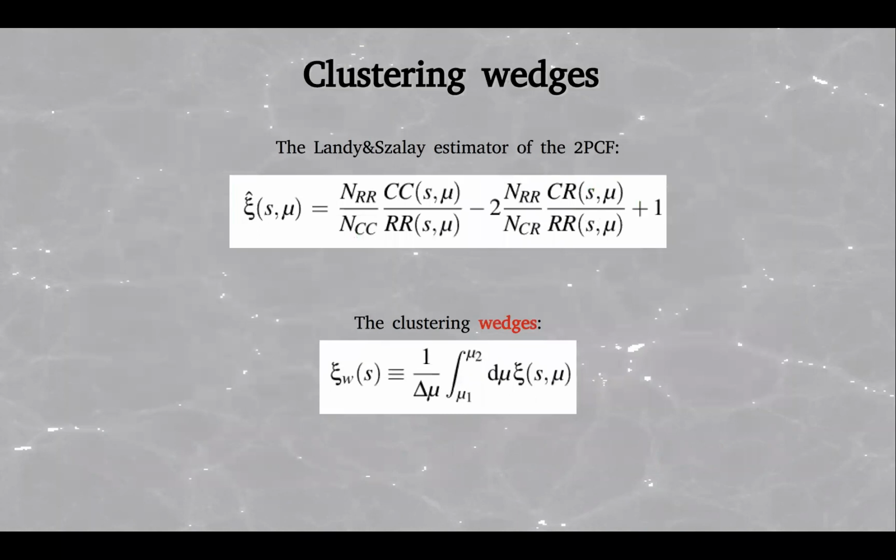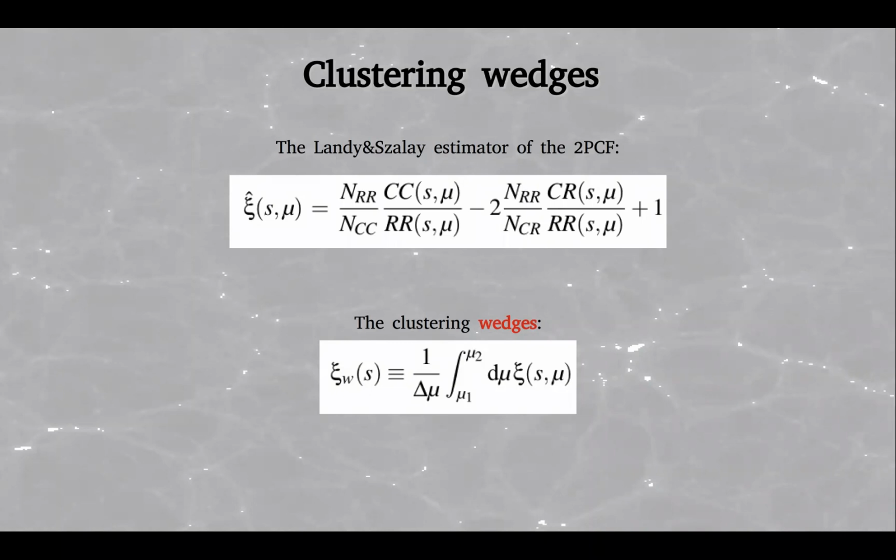Then in practice, we have to measure the two-point correlation function, and so we need an estimator. We use the Landy-Szalay estimator. All of these symbols just mean that we count the number of pairs. CC means cluster pairs. s means the modulus of the comoving separation in redshift space. It's called s instead of r. Mu is the cosine of the angle between the two objects.